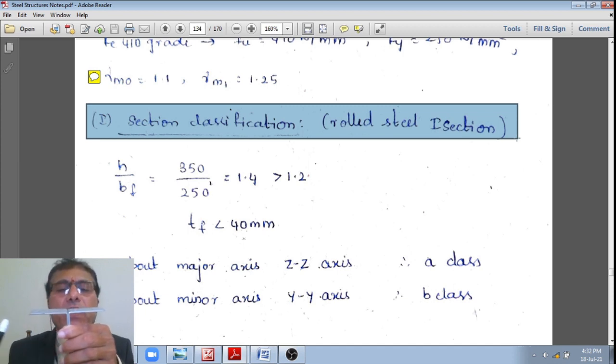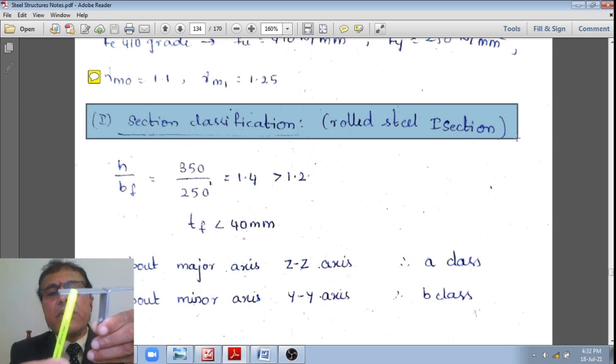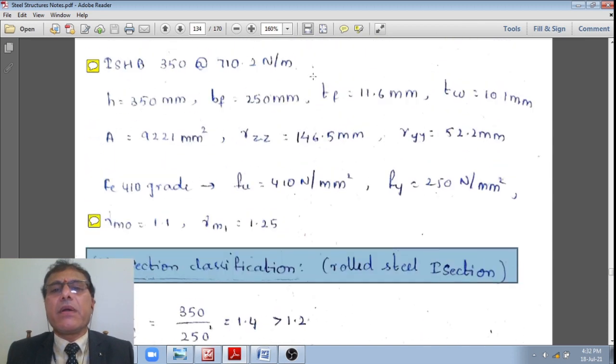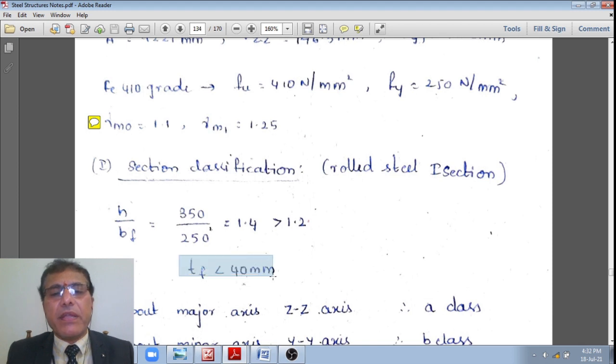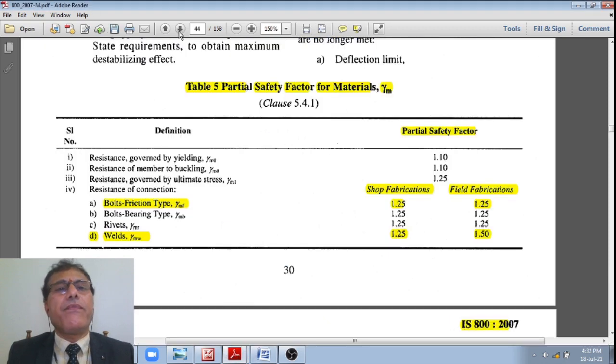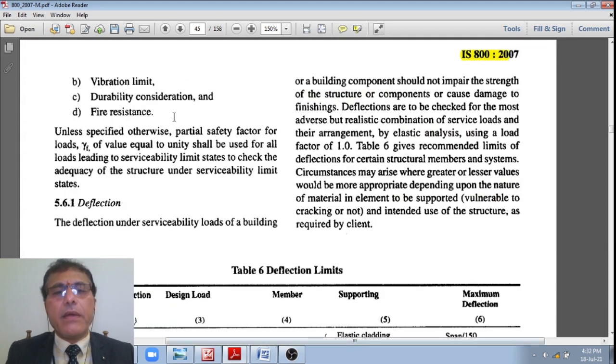mm. Therefore, now it works out to 1.4, which is greater than 1.2, and the thickness of this flange is less than 40 mm, because just now we have seen that the thickness of the flange from the IS 800 is equal to 11.6, which is much less than 40 mm. Therefore, now what I'll do is I'll go to this table 10, page number 44 of IS 800. 44, right? Yes, student, right? 44, just a moment, right?